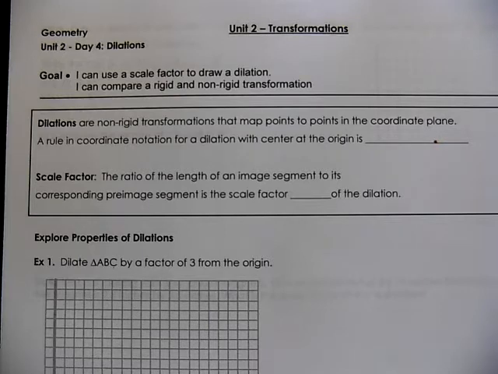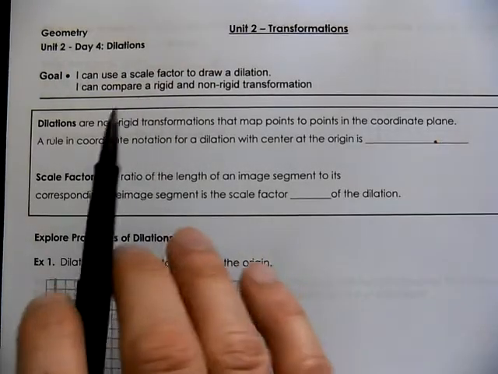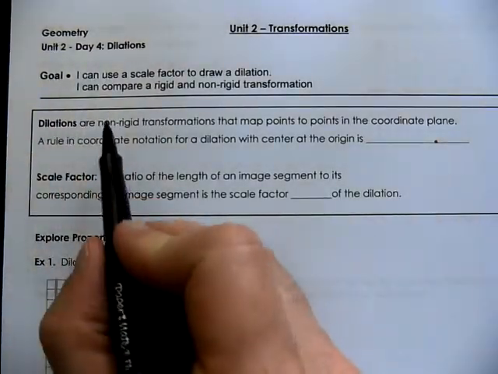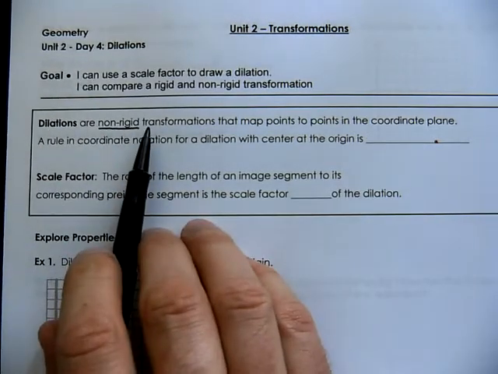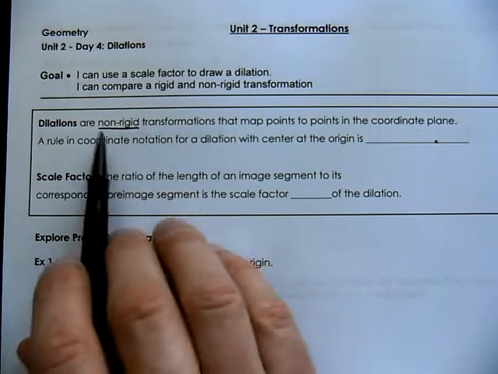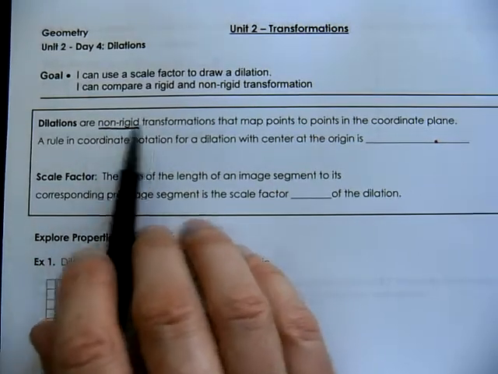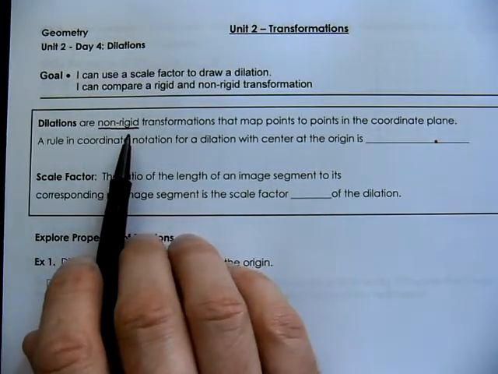So let's talk about what we see here in the box to describe a dilation. So a dilation is also a kind of transformation, but this is the first time that we have seen a non-rigid transformation. A rigid transformation keeps it the same size and shape. Now it will not be the same size or shape. We'll see in a moment.